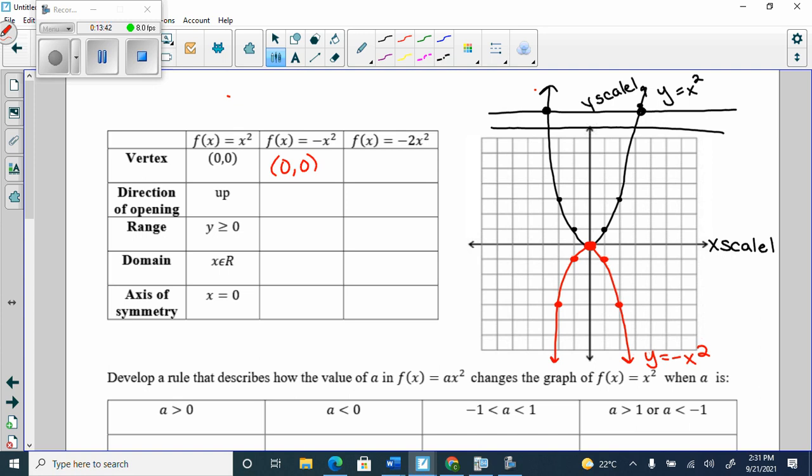What's the direction of our opening for negative x squared? Down. I told you we're not going to really worry about the range at this very moment. We're going to get through and do all of these this way, and then we'll come back. What's the axis of symmetry? What's the line that cuts the graph in half? It's x equals always. And it's 0. It's always the x of the vertex. X equals, and then this is just the x of the vertex.